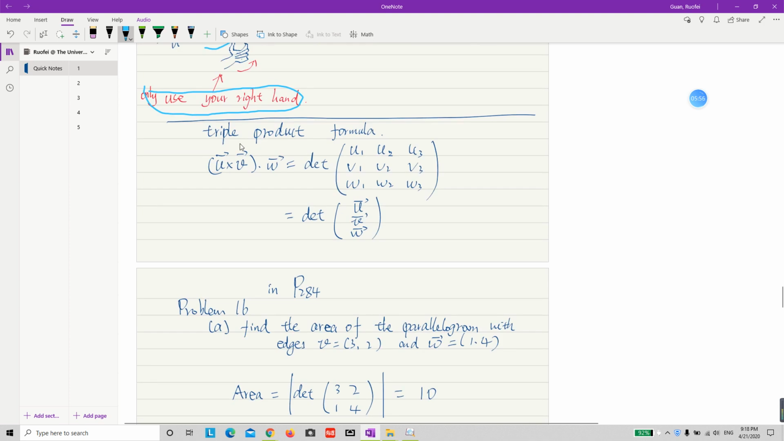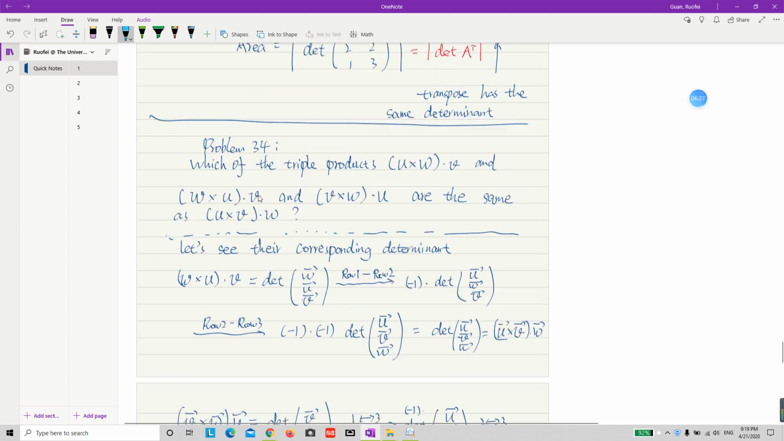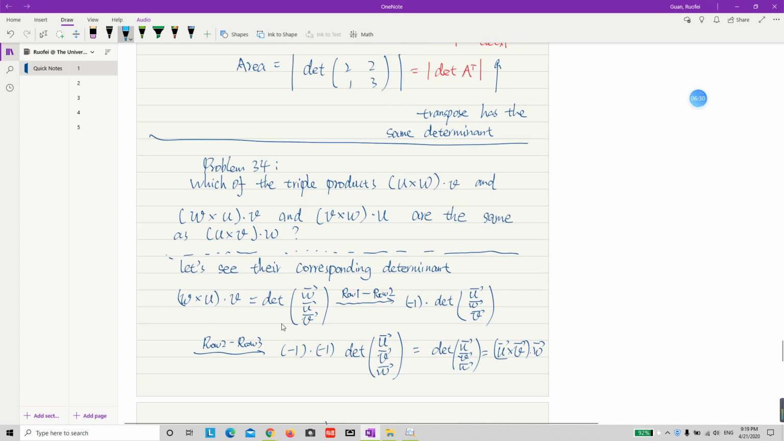And here is the triple product formula. (u cross v) dot w equals the determinant with rows u1, u2, u3; v1, v2, v3; w1, w2, w3. So remember this formula. It will help you solve problem 34 here. So let's first solve this problem.